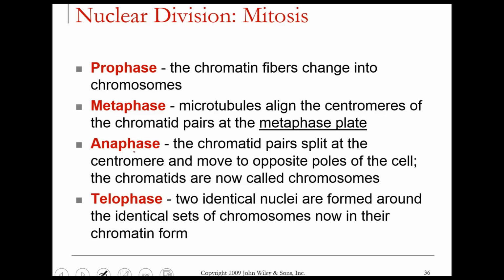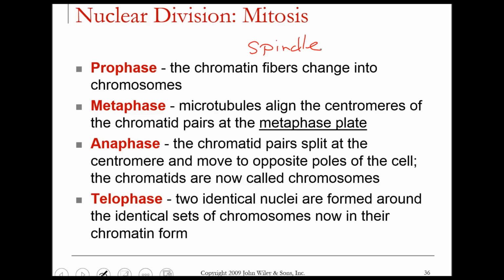Also during prophase, a structure called the spindle begins to form. The spindle is made out of microtubules which will attach to the chromosomes and move them to the center of the cell, which leads us to our next major phase of mitosis, metaphase. In metaphase, the microtubules are aligned along the center of the cell, the metaphase plate, by the centromeres. So the chromatid pairs line up along the metaphase plate, being pulled there by the microtubules of the spindle.